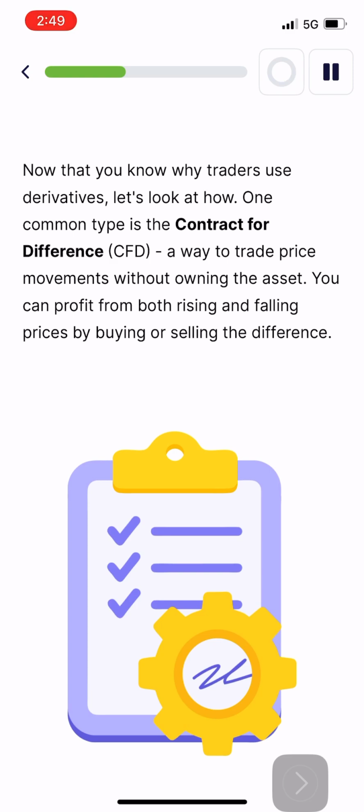Now that you know why traders use derivatives, let's look at how. One common type is the contract for difference, CFD, a way to trade price movements without owning the asset. You can profit from both rising and falling prices by buying or selling the difference.